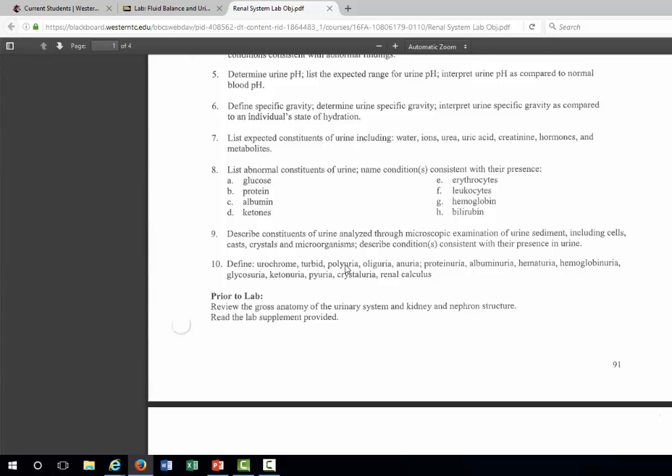Polyuria means a larger than normal volume of urine is produced over a certain period. So we call that polyuria. Oliguria means less than the normal amount of urine is produced. So there's a smaller volume of urine being produced.